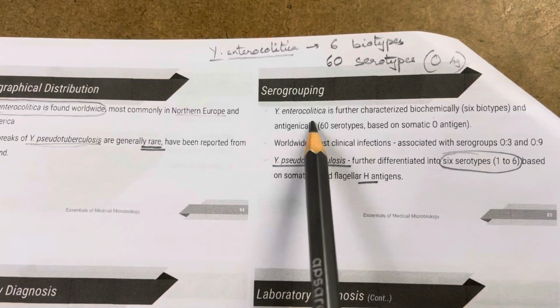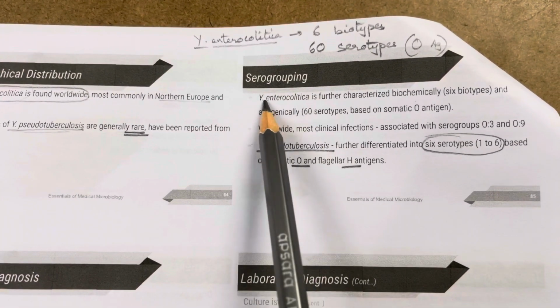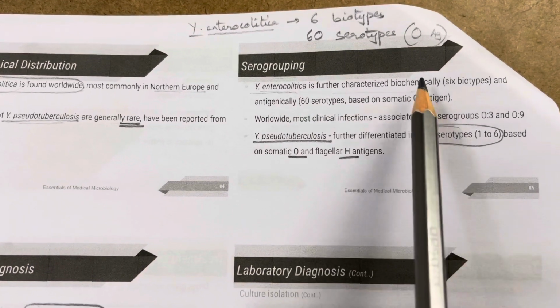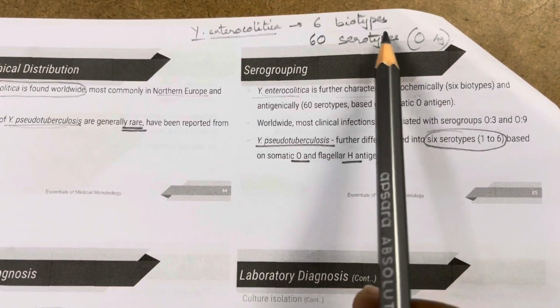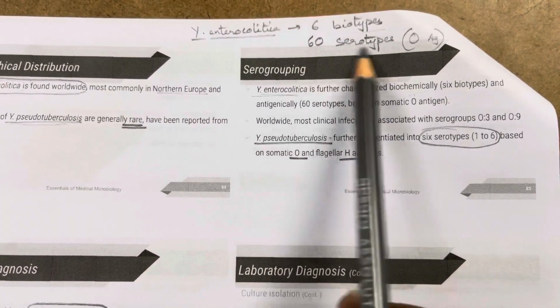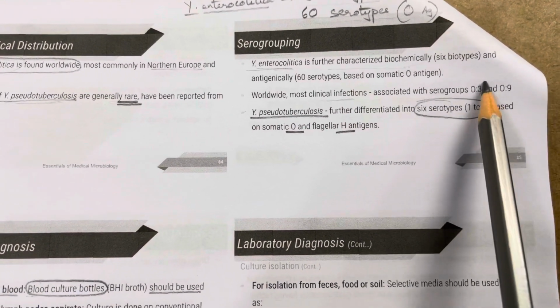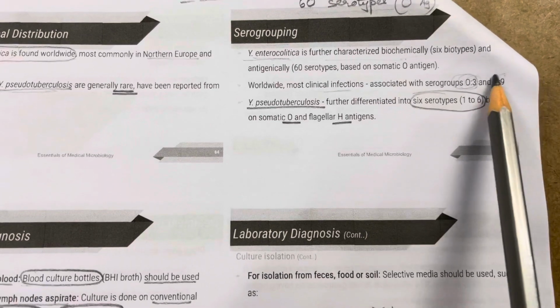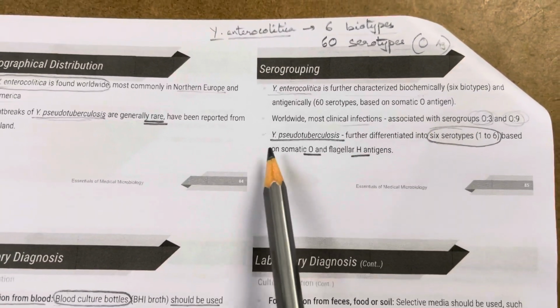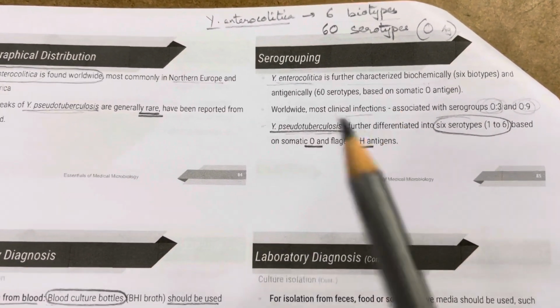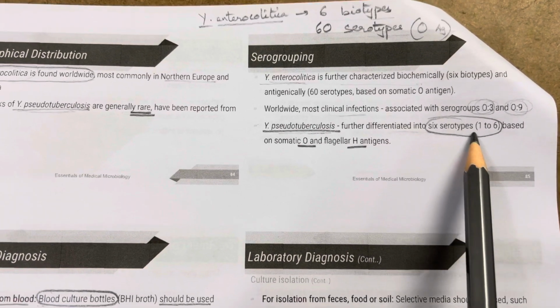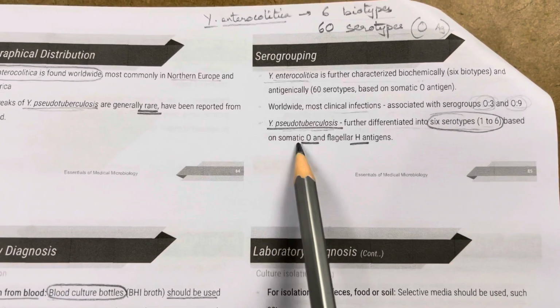Based on serogrouping, Y. enterocolitica is further characterized biochemically. It has 6 biotypes, and based on the O antigen, it has 60 serotypes. Worldwide, most clinical infections are associated with serogroups O3 and O9. Next, Y. pseudotuberculosis is further differentiated into 6 subtypes, 1 to 6, based on both somatic O and flagellar H antigens.